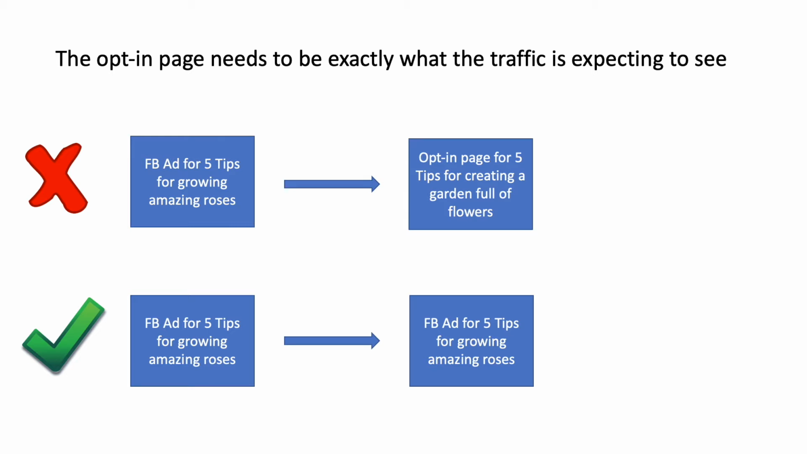Yes, it's the same niche, but it's a pretty specific ebook you're offering people, and that's what they're expecting to see. So if you're offering a free ebook via a Facebook ad or a blog post for 5 tips for growing amazing roses, then that's exactly what they should see when they reach the opt-in page. And as long as you do that, your opt-in rate will be very, very high.